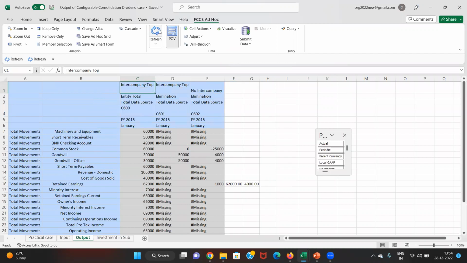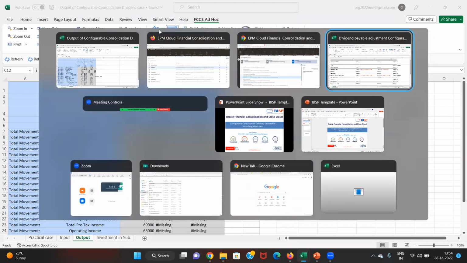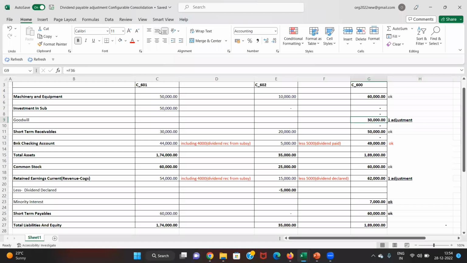So now you can see that my goodwill amount is getting eliminated by 4,000, and the net goodwill under goodwill offset is 30,000. That was what we needed in our use case. If you can see here, we needed a goodwill of 30,000. So it's now okay after the rule getting deployed.